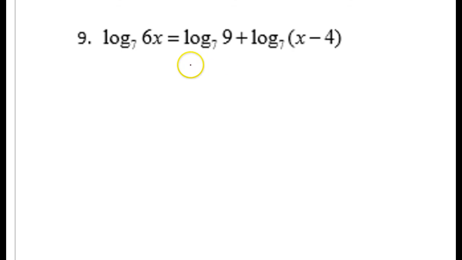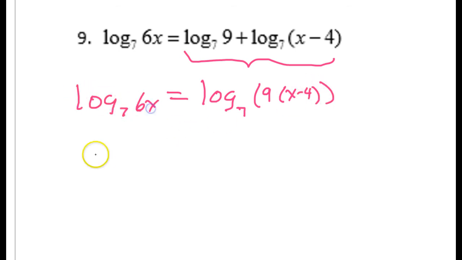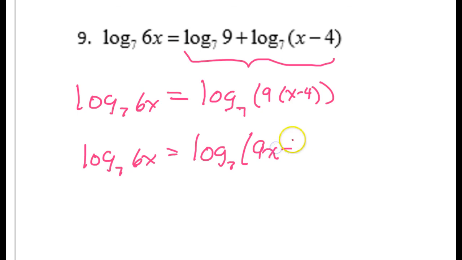For number 9, before we can set things equal to each other, we need to condense this part. According to the product rule, when you have the sum of two logs, you can condense that to a single log using multiplication. So this will condense to log base 7 of, and then I'd have 9 times x minus 4.